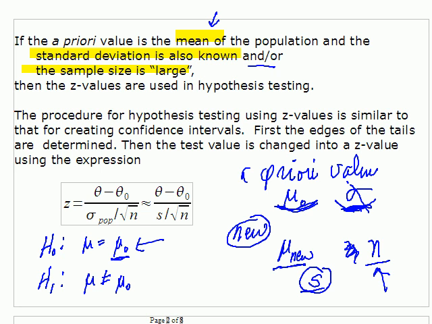The first thing that I show is that this new value has to be changed into a z value, and it's done in the usual way. You take the new value minus the previously held value and divide it by the standard deviation for the population divided by the square root of n. I'm going to say something about that in a minute. Or, because the sample size is large enough, you can replace this population standard deviation with the standard deviation of the study. That was a lot of words, but here's something I need to talk about.